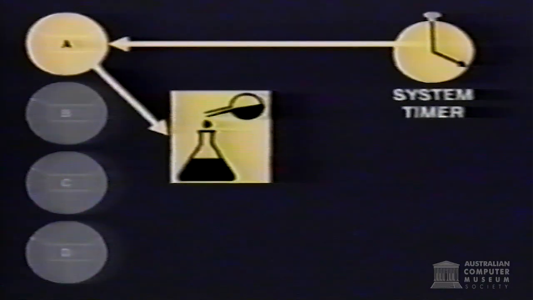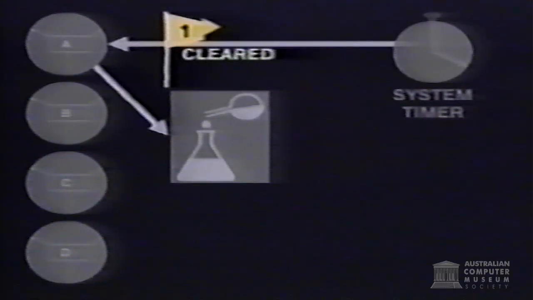Process A periodically samples a laboratory experiment under control of the system timer. The timer signals Process A to collect data by means of event flag 1. Initially, the flag is cleared.